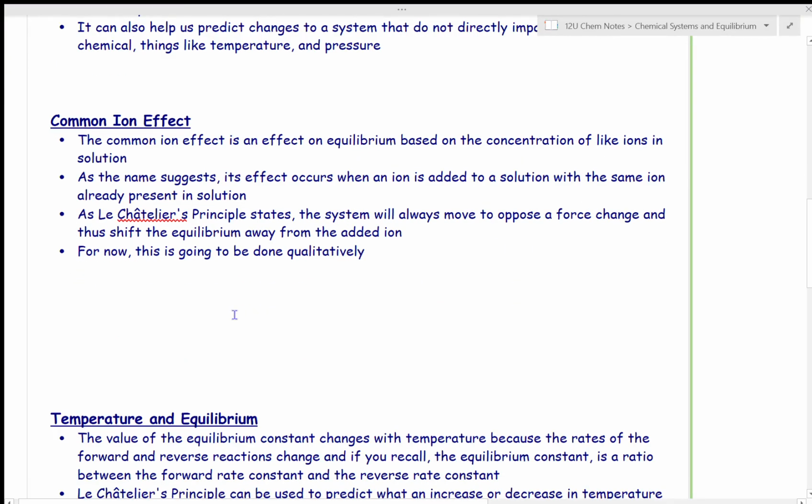But basically, the common ion effect is an effect on equilibrium based on the concentration of like ions in solution. So for example, let's say I had a solution of sodium fluoride and I wanted to dissolve sodium chloride into the solution.